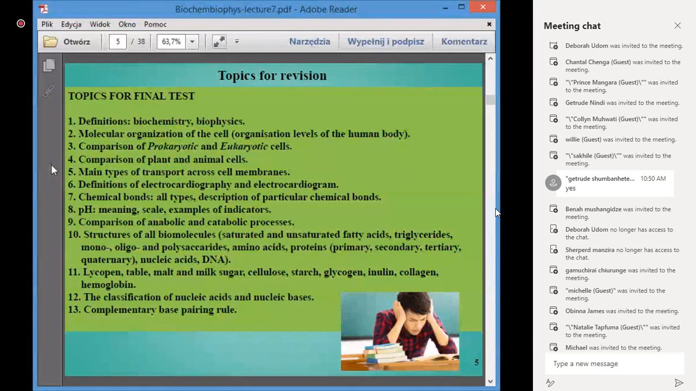Then we have main types of transport across cell membranes. Here, you should remember all these kinds of transport and just the main idea of each transport. One or two sentences will be enough. Then definitions of electrocardiography and electrocardiogram. I was talking about this as well.